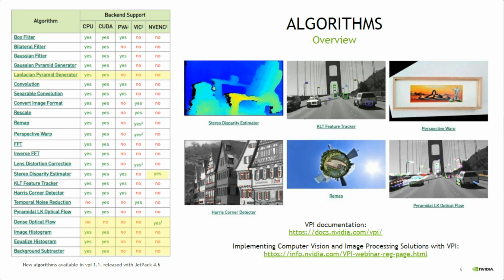The number of algorithms keeps on growing based on user feedback. On release 1.1, we have included 5 new algorithms and one more backend for the stereo disparity estimation. If you're interested in more information about VPI programming, refer to its documentation. For an in-depth tutorial, you can watch the webinar we presented back in February 2021 entitled Implementing Computer Vision and Image Processing Solutions with VPI.